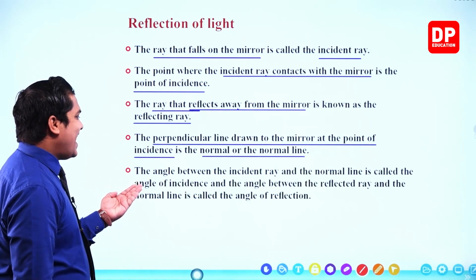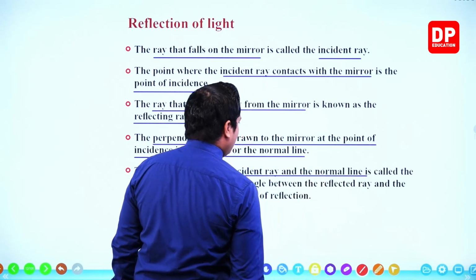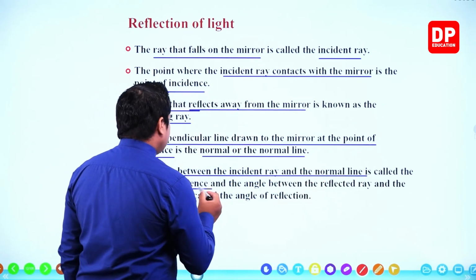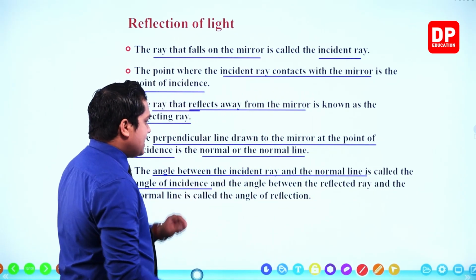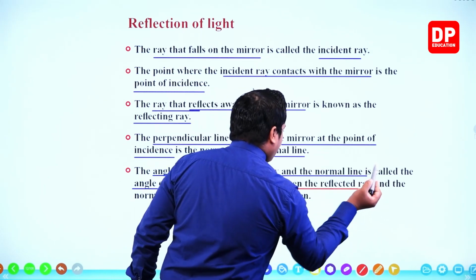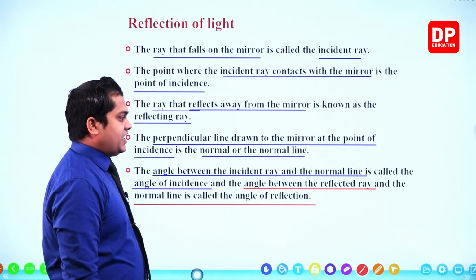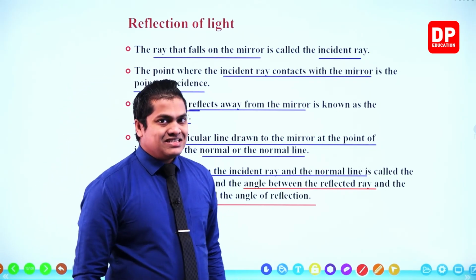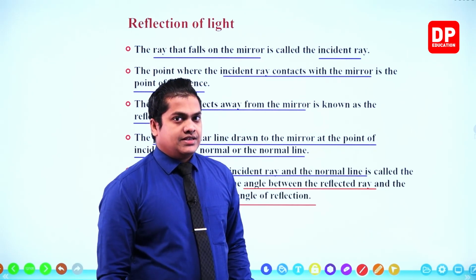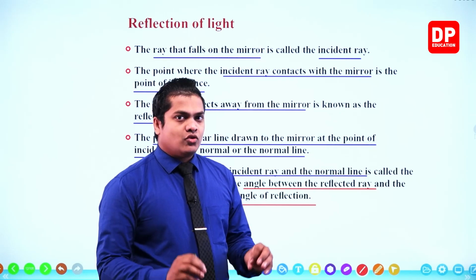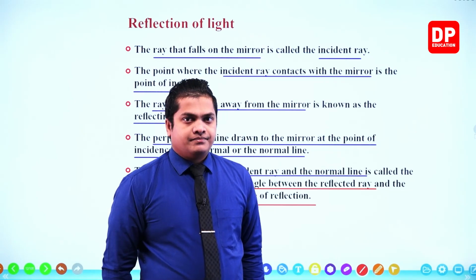Then, my dear children, the angle between the incident ray and the normal is the angle of incidence. Then the angle between the reflected ray and the normal line is called the angle of reflection. Angle of incidence and the angle of reflection. Right? So these are the main features or factors that we can identify within a certain ray diagram.